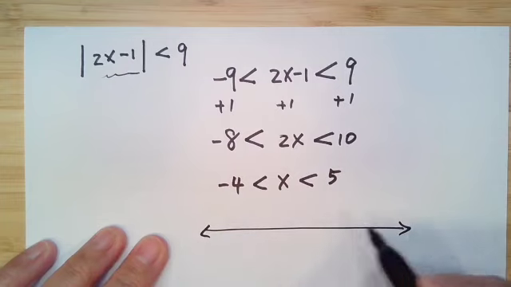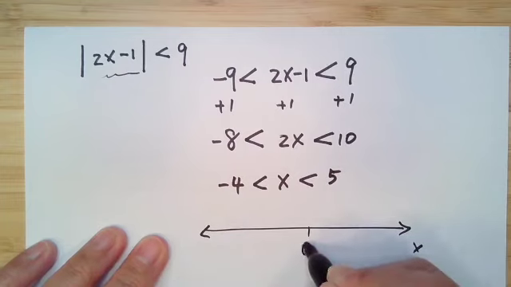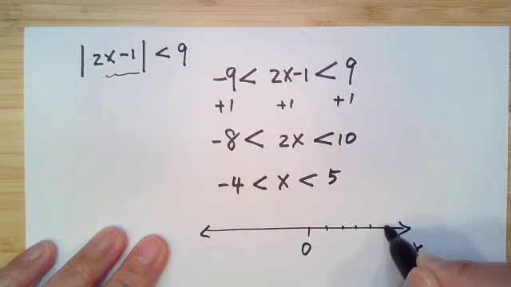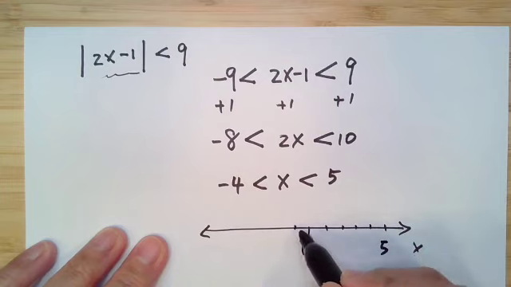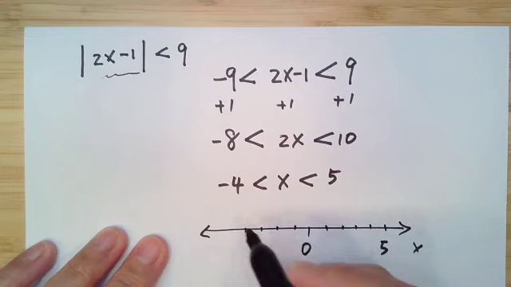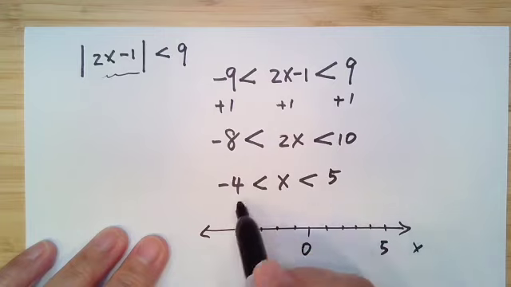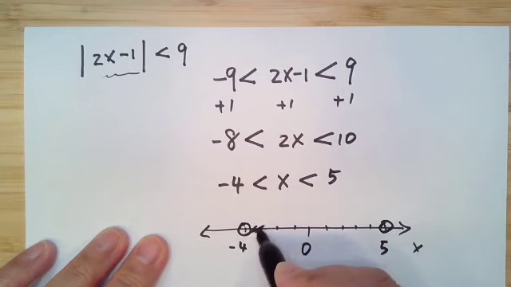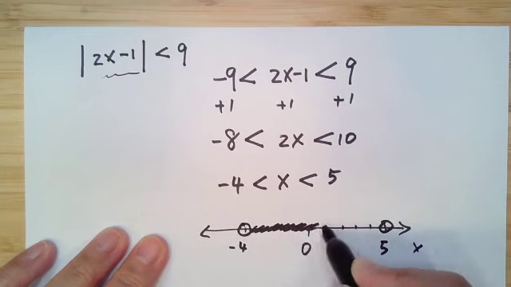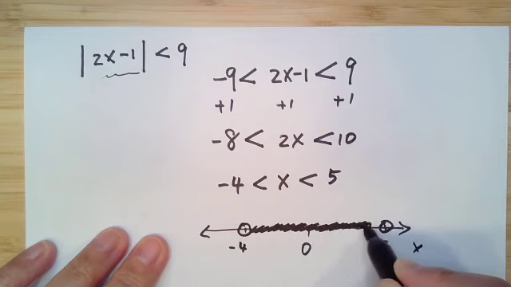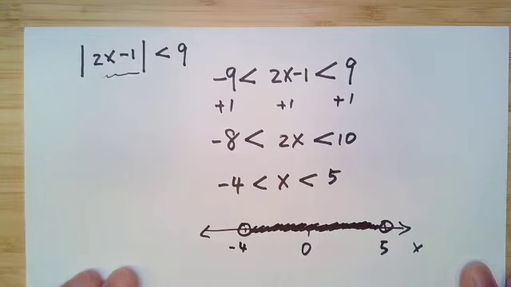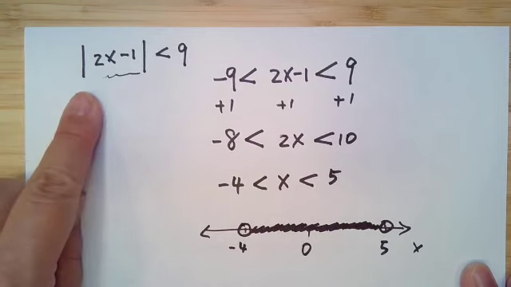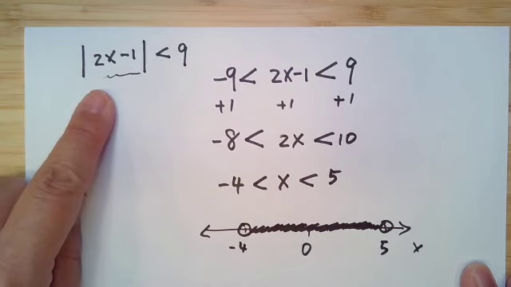Here's a 0, 1, 2, 3, 4, 5, and -1, 2, 3, 4. So x is between -4 and +5. So it has to be a circle and a circle, and you're going to mark the line segment between them. Okay, so you have something like this. This is an absolute inequality.